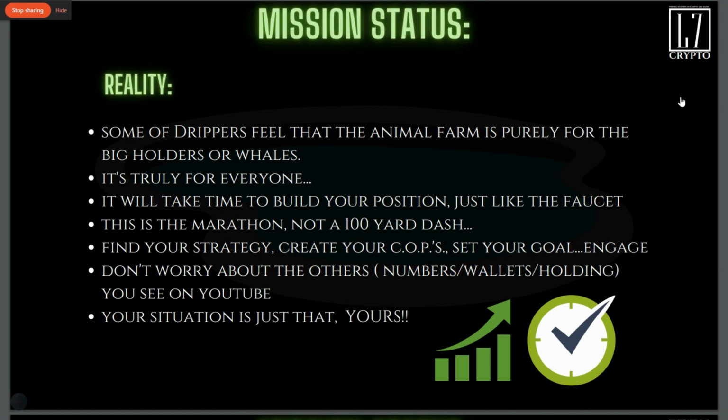Once you decide and devise your strategies and create your COPs and set your goals, you engage. This is all about you. This is your situation. It's yours. So yours is going to be different from mine, different from Tom, different from Sally. It's going to be different from everybody. You know where you want to go. You know where you're starting from. And you know your time frame. That's what you base it on.